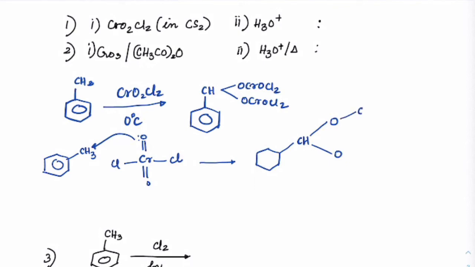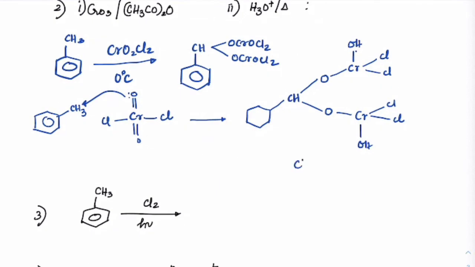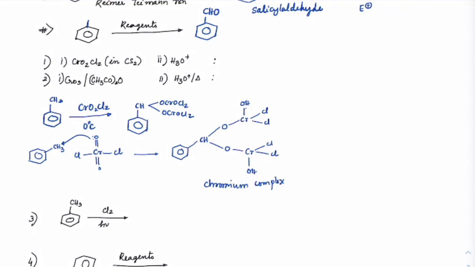and this would have Cr, and that H got shifted onto one of the chromium here, and we'll have Cl and Cl. So you can judge again, 2 oxygens, 2 oxygens, 2 chlorines, 2 chlorines. So imagine the same way here also, Cr, OH, Cl and Cl. This kind of a group is formed. This is called chromium complex. So first a chromium complex is formed this way.